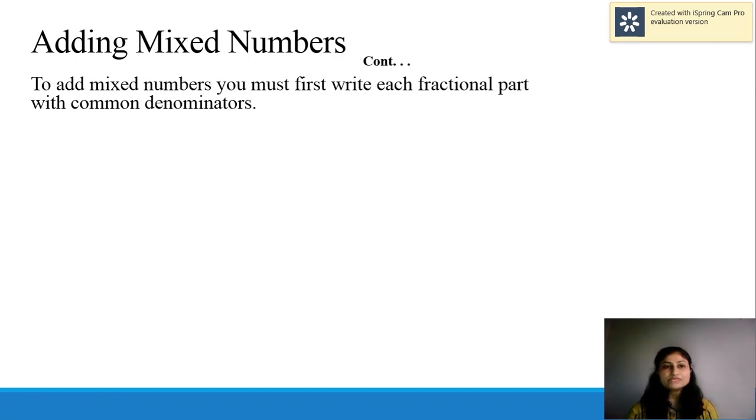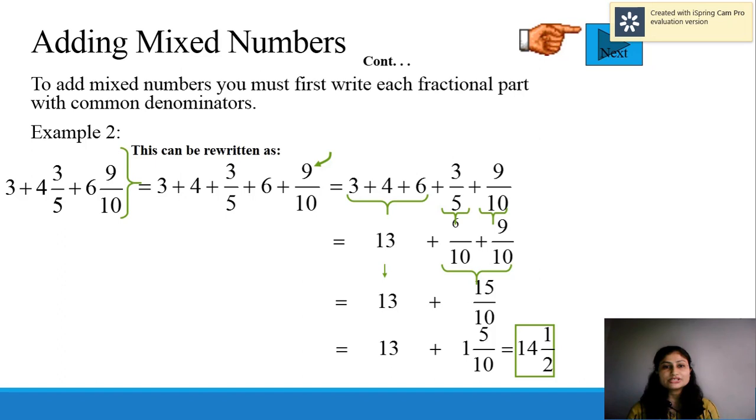To add mixed numbers, you must first write each fractional part with common denominators. Example is given here. Okay, this is another example, and you can do the practice of it in your book.